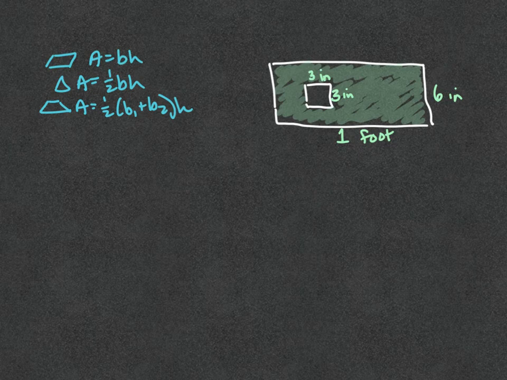Okay, one more example, and I'm going to throw two little twists at you on this. This time they want us to find the area of the shaded space here, the shaded part of this rectangle. So I have this whole area here, but I don't want this part.